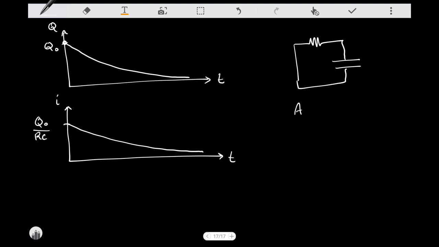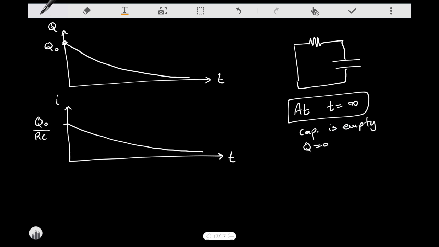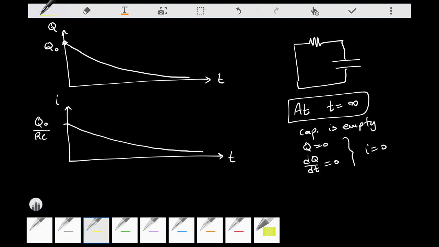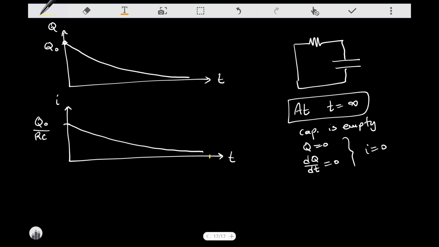So let's just discuss first what happens at t equals infinity. At t equals infinity, the capacitor is empty. Right? So the charge on it is 0. And so, well, at infinity, nothing changes. So therefore, the rate of change of the charge is also equal to 0, which implies that the current is equal to 0. So you can easily understand what is at infinity. So again, I'm going to choose the infinity at a finite place. Let's say it like that. Charge is 0 at infinity. Current is also 0 at infinity. So that's what we expected.